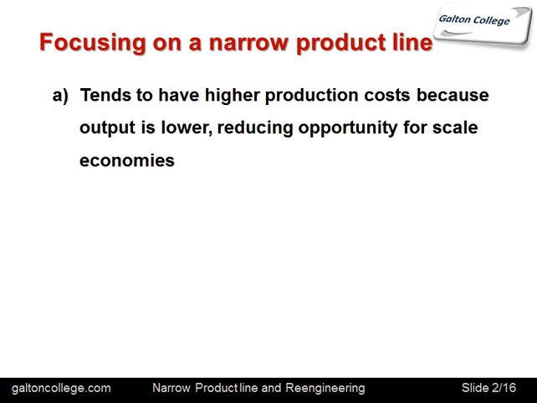Total production costs, that is, not just the variable costs of production, the cost of the raw materials and the direct labour and the machinery and so on, but the costs of the overheads as well, when they are apportioned and brought to bear. So it is a higher cost system. A narrow product line tends to be higher cost. And it also reduces the opportunity for scale economies.